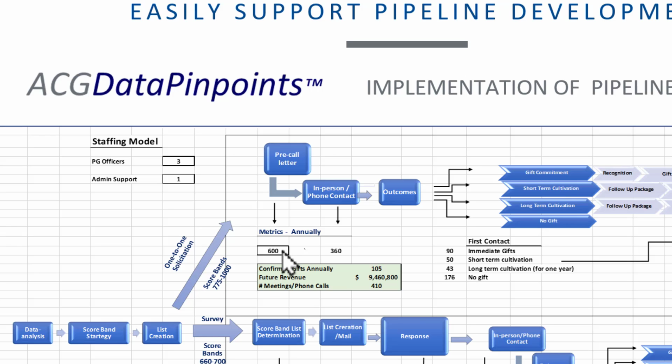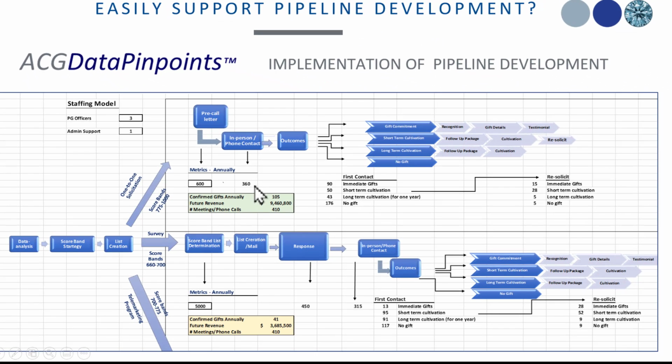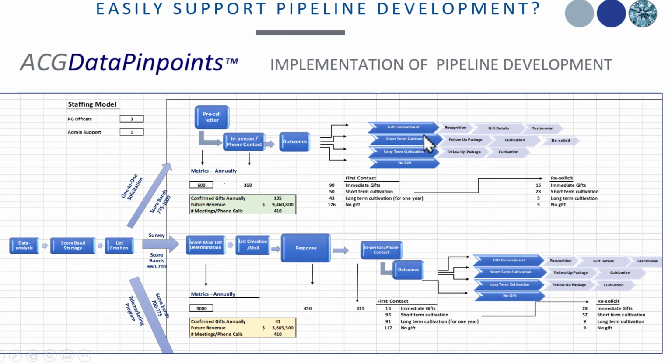And we have 600 people there. And in year one, we're going to get meetings with 360 people. We're going to get 105 confirmed gifts in year one. And we know how many people we put into short and long-term cultivation, and we'll resolicit the short-term cultivation within 1 year. You can start to see that it starts with the data analysis, and if it's the right kind and the best database analysis, you can start to build pipeline plans based on clear engagement plans built on the results of the measurement of relationship.